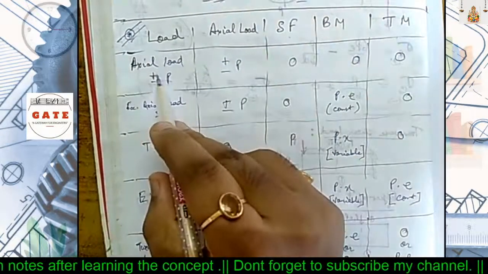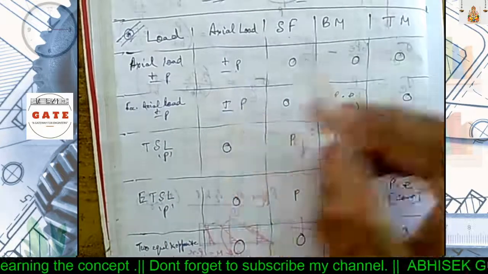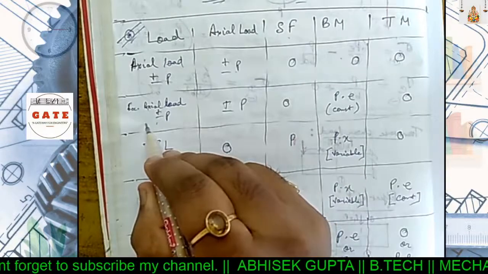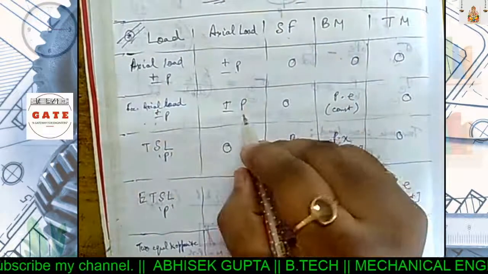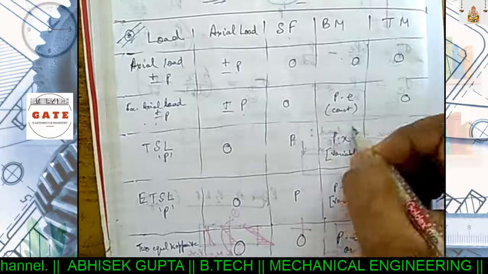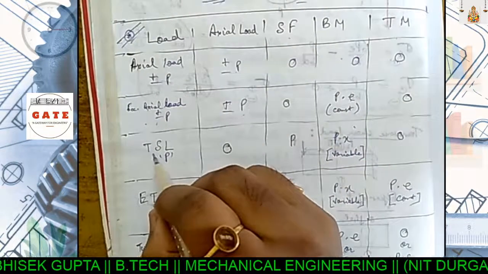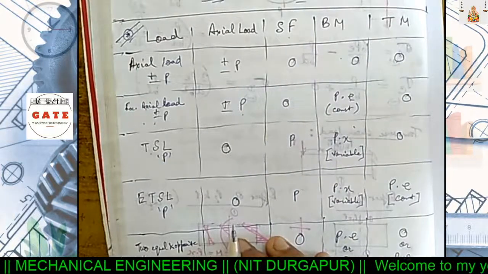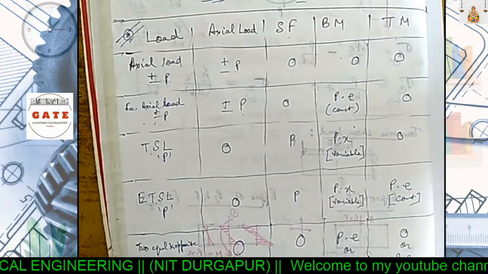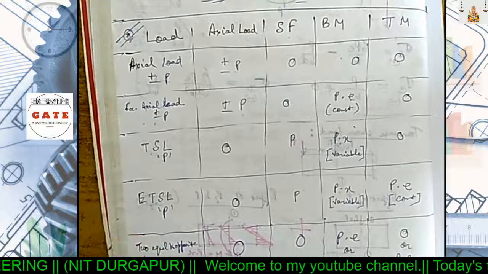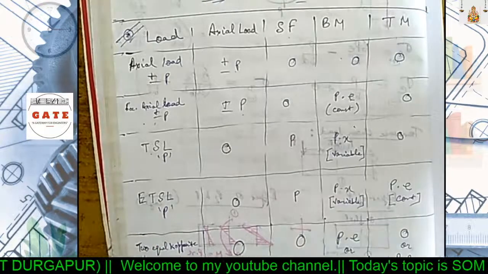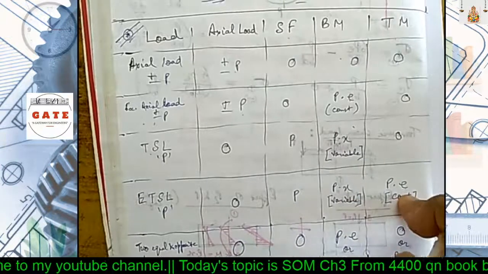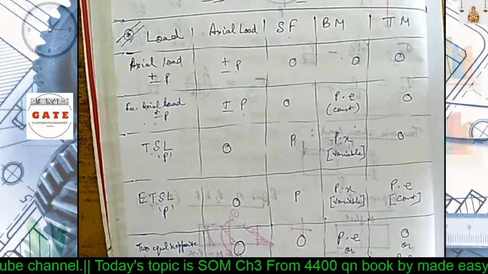So type of loading, that is axial load, will cause axial loading, shear force 0, bending moment 0, twisting moment 0. Eccentric axial load with eccentricity E will cause axial load plus bending moment, which is constant. Then transverse shear load will cause shear force as well as bending moment. And eccentric transverse shear load will cause shear force plus bending moment, which will be variable, plus a constant twisting moment. So this is the table.